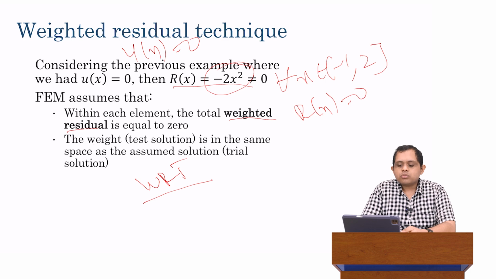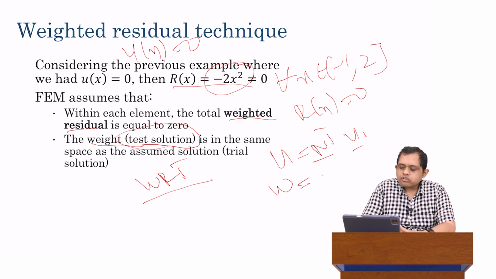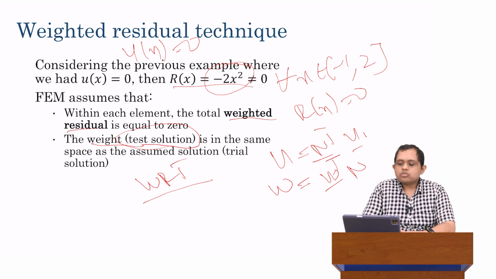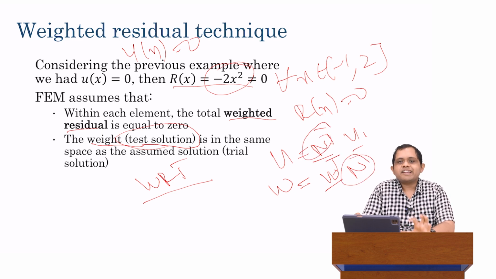So within each element, instead of hoping that we get a total residual of 0, we assume that our total weighted residual is 0. And the choice of this weight, which sometimes we call the test function, is up to us. We generally assume that it has a similar functional form as the original solution. So for our original solution, we had said u is equal to n transpose of u bar. So we say that our weight, which is completely arbitrary, we can choose any weight we want, is also some w bar transpose of n. So we assume that both can be approximated using the same set of shape functions. That is an additional assumption which we make in the weighted residual technique for the finite element method.